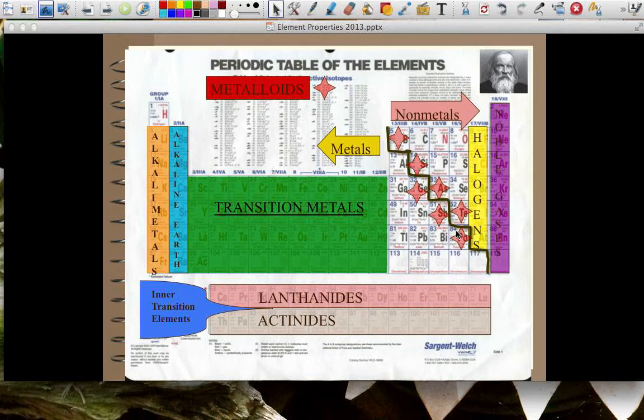Now I know some of you out there are going, but hey, what about aluminum right here? And you're right, we didn't star aluminum. That's because aluminum has metallic characteristics. It is conducting, it has luster, it is shiny, bendable, malleable, it forms positive ions. It has no non-metal characteristics. So we classify it, even though it sits on the line, as a metal. Every other element on the line has both metal and non-metal characteristics. So we classify them as metalloids.